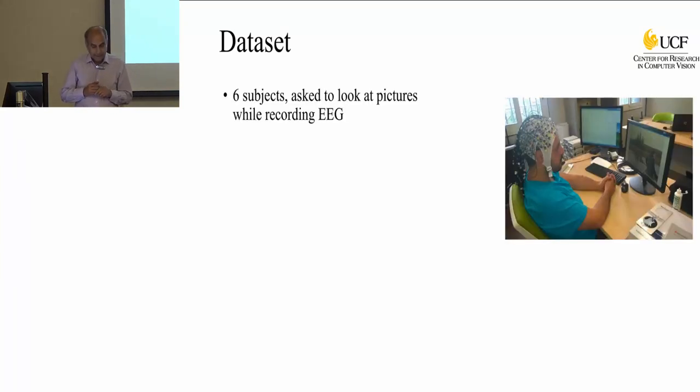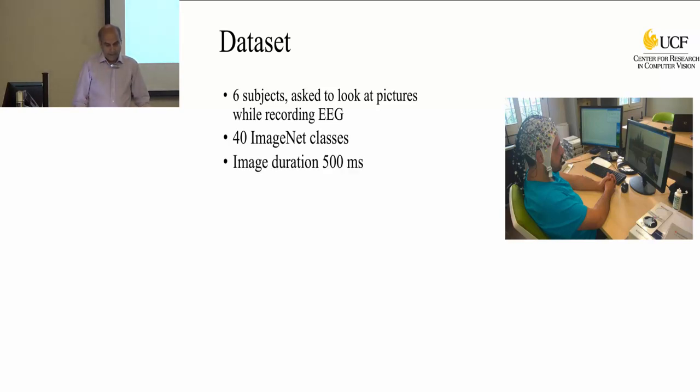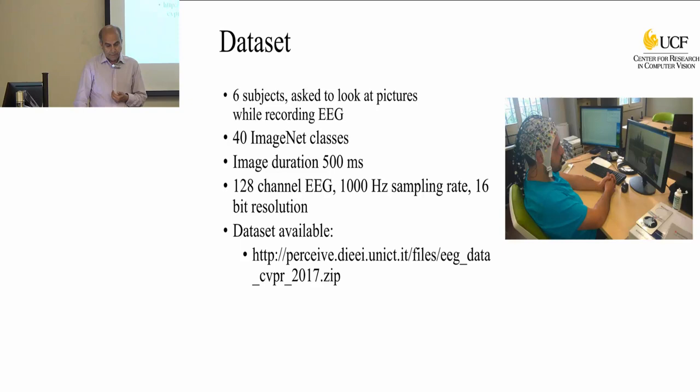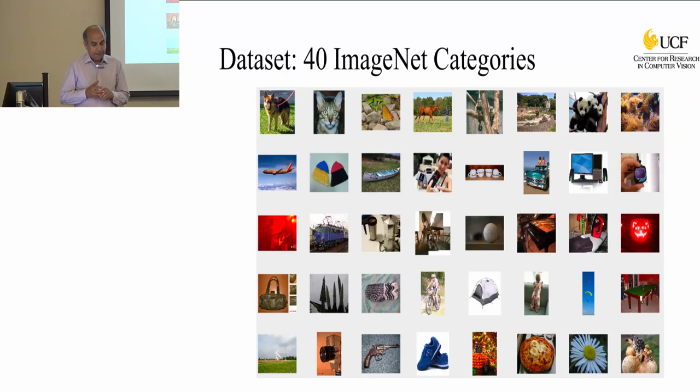They have collected this data set. There are six people, they sit like this, and these are the EEG sensors. While they look at the screen, some particular class of object is shown. There are 40 classes from ImageNet. ImageNet is a big data set with 1,000 classes, but we pick only 40 because it's a simpler problem. They're shown for half a second on the screen, and then you record about 128 channels at 1,000 hertz and 16-bit resolution. This data set is available, you can use it. So these are the 40 ImageNet class categories.